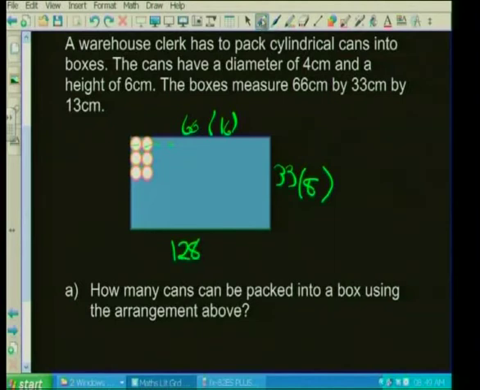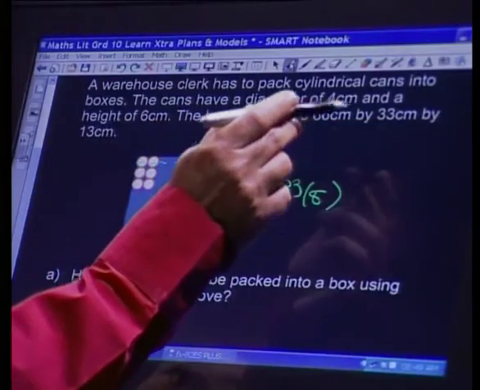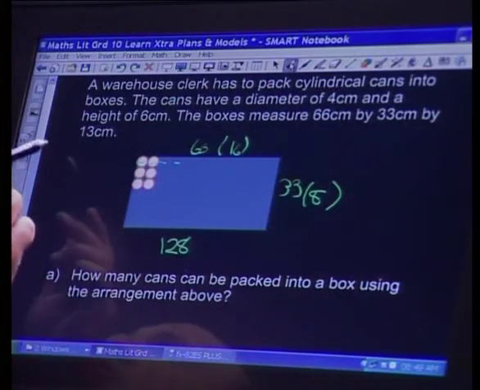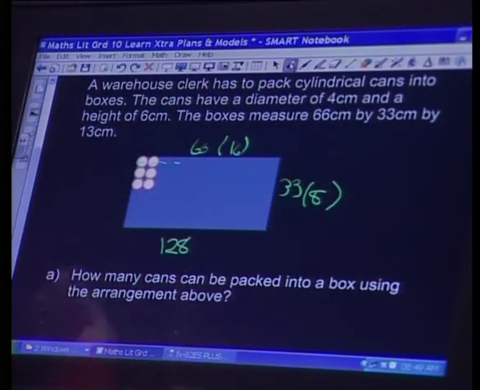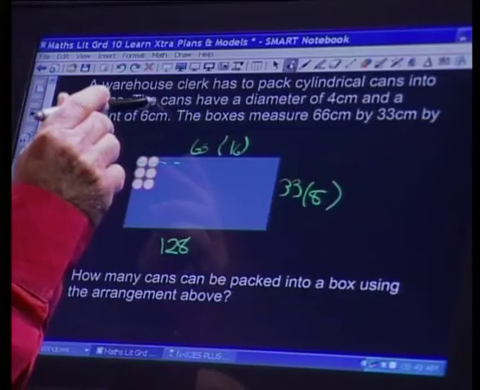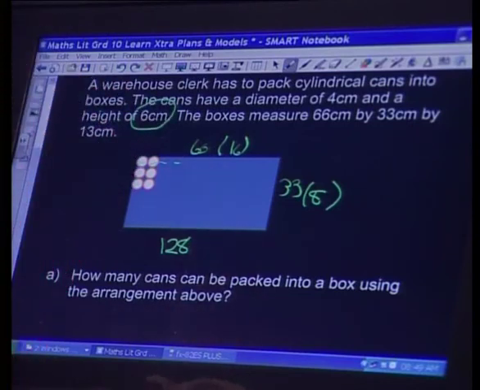Right, well, these are obviously very small cans, so that's quite a lot of cans in the box. But there's one thing we haven't yet considered. Notice that I gave you the measurements of the box as 66 by 33 by 13. So that means we've got a height to this box as well. Now, how high are our cans? Well, the cans only have a height of 6 centimeters.